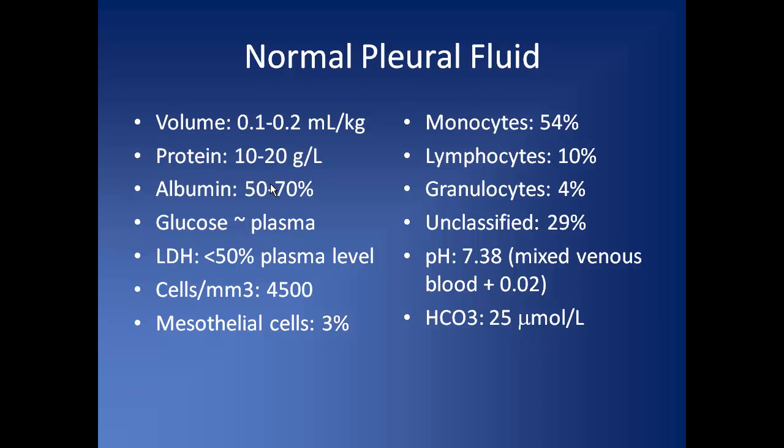So normal pleural fluid. The volume is usually 0.1 to 0.2 cc's per kilo. Protein can be 10 to 20 grams per kilo. Albumin is at 50 to 70%. Glucose is the same as plasma. LDH is usually less than 50% of plasma level. You can see the entire stuff in terms of monocytes, lymphocytes. The pH is 7.38. The bicarb is about 25 micromoles per liter.